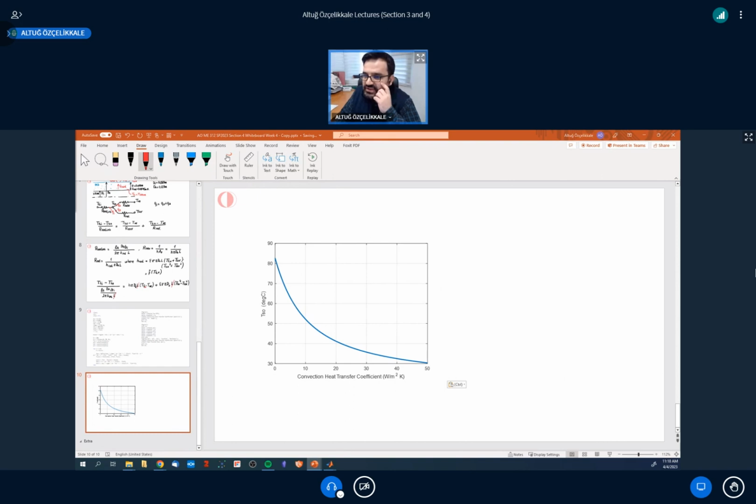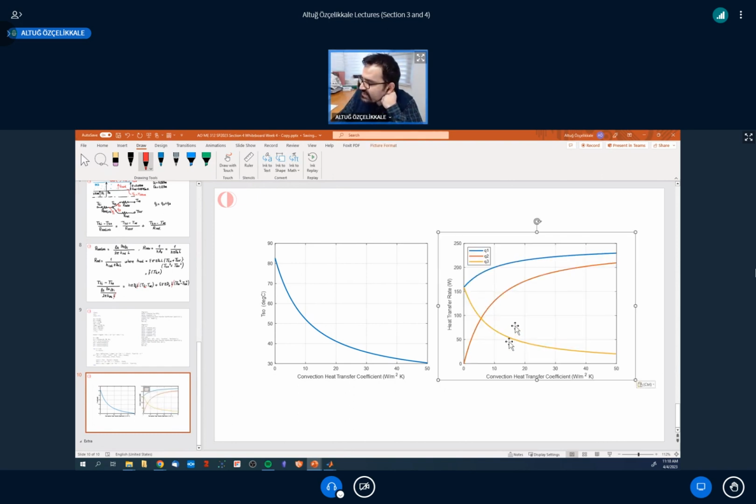And after that, we can go ahead and calculate the contributions of radiative and convective heat transfer to the total heat transfer. Q1 is the total heat transfer rate that we are after, and Q2 is the convective heat transfer, and Q3 is the radiative heat transfer. We also have the ability to plot the variation of these with respect to the convection heat transfer coefficient.